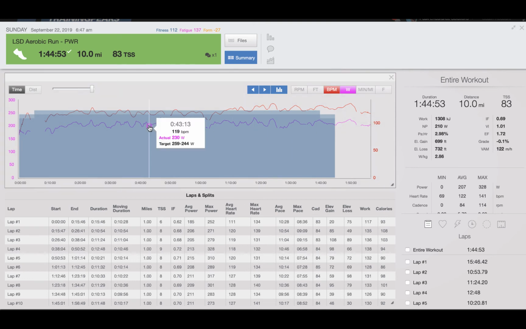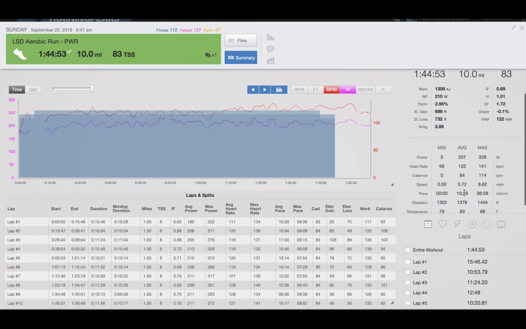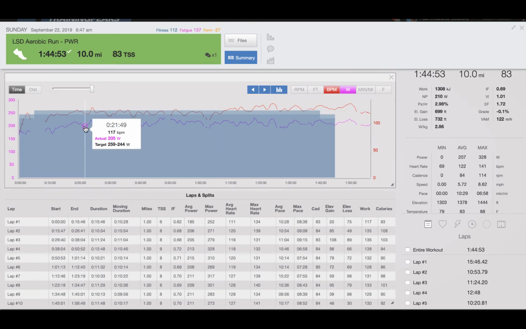But in this specific training run, this one was actually a trail run, so I was at a pretty slow pace. I averaged around a 10.5 minute per mile pace. And this was a really easy aerobic run, so I was just trying to keep it very, very steady and aerobic. You'll see my heart rate goes up ever so slightly towards the end of the workout, but so does my pace.